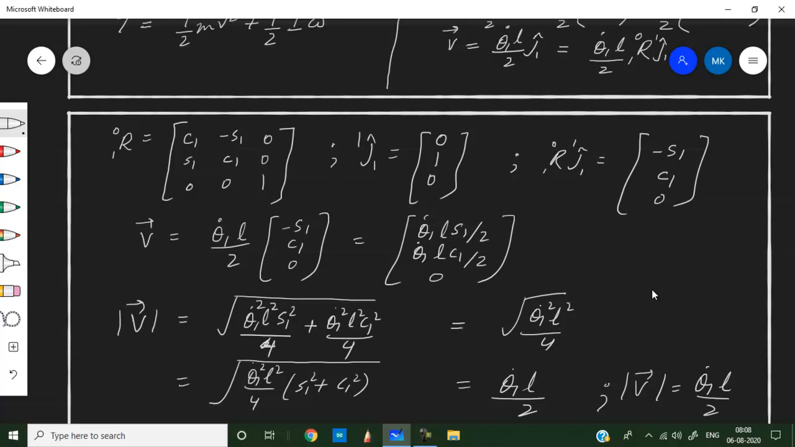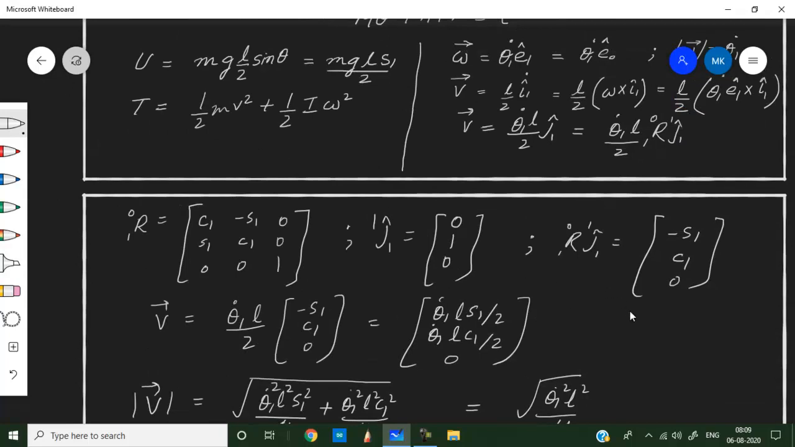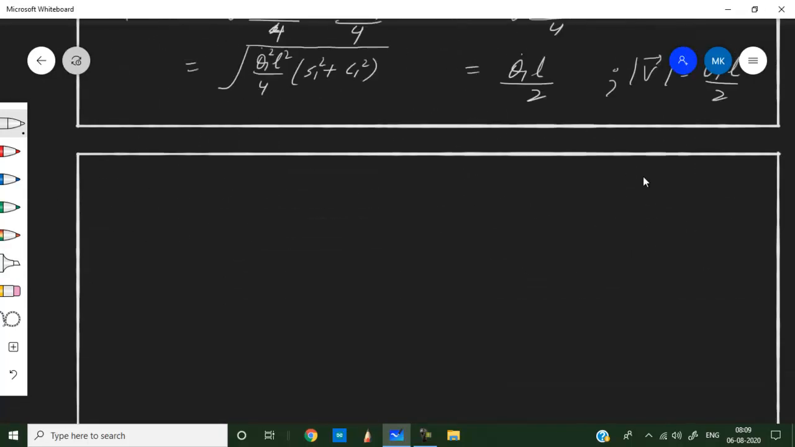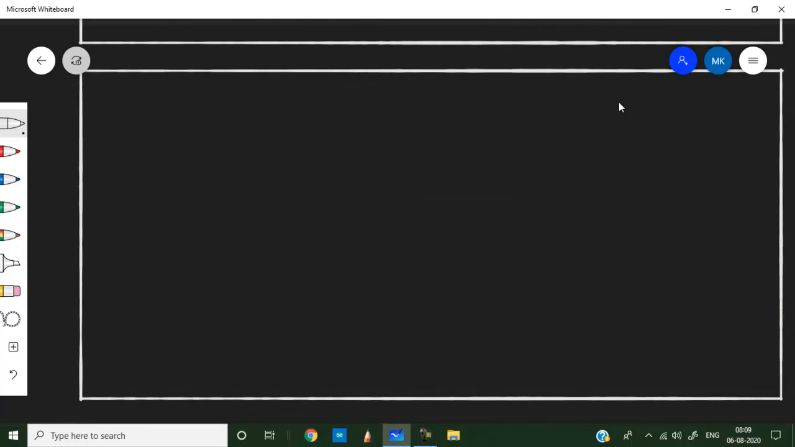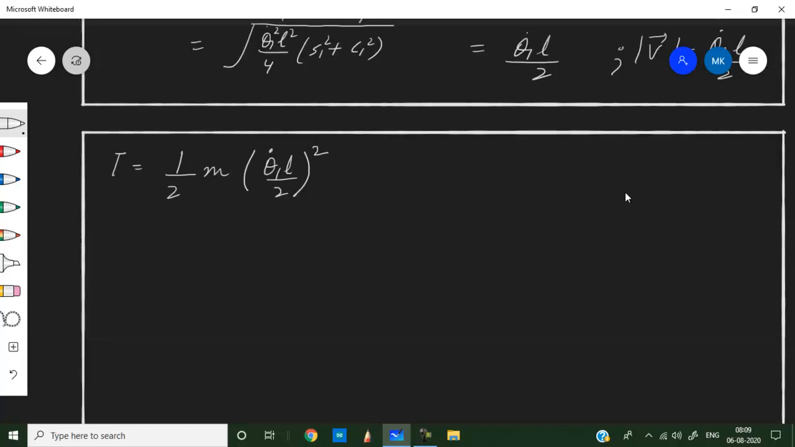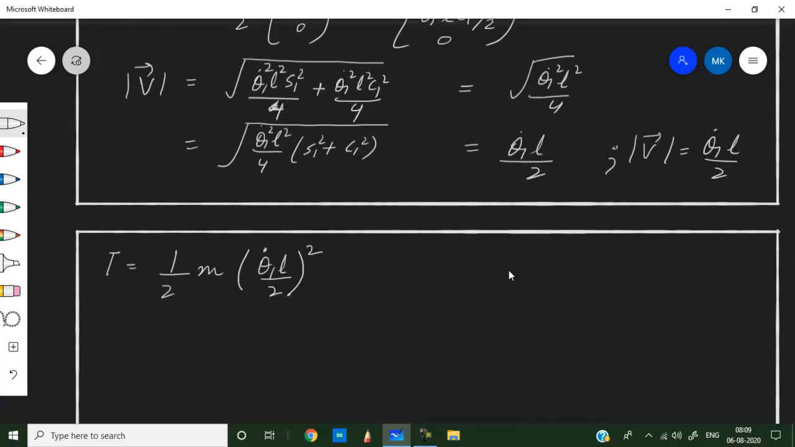Now we can substitute these things in the expression of kinetic energy here. So let's say T will now be equal to half m, and V is nothing but theta 1 dot L by 2, so half m theta 1 dot L by 2, you can just verify it, plus half of I.